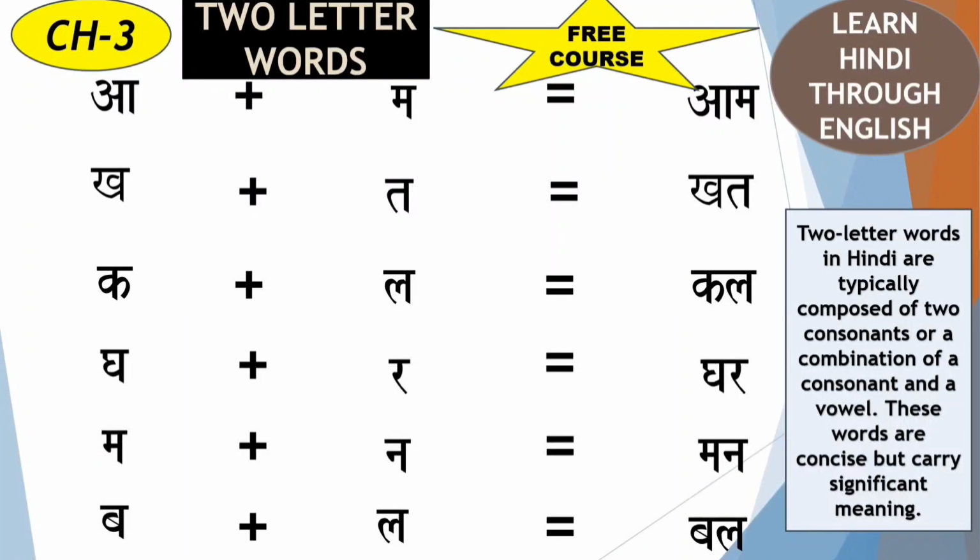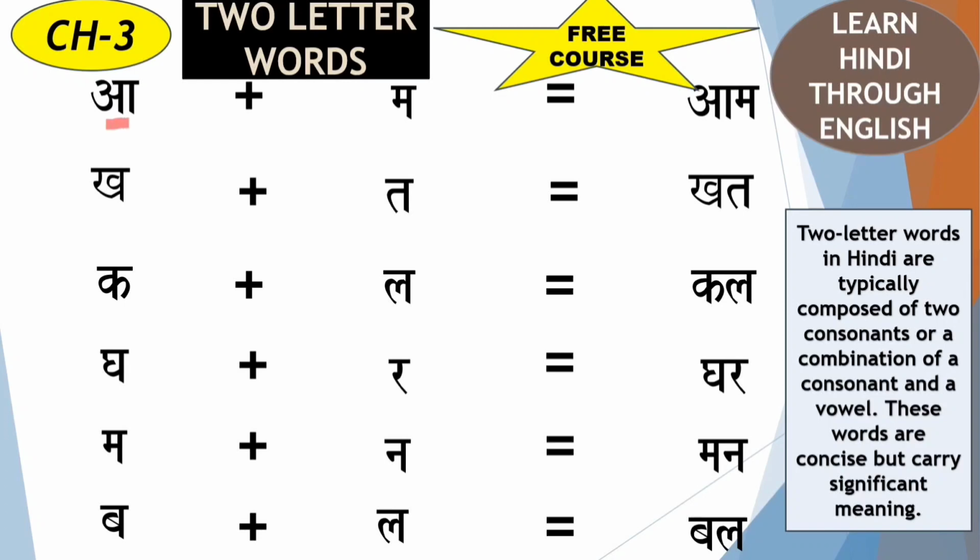So in this series of learning Hindi through English, we have reached chapter 3, and chapter 3 will be the introduction of two-letter words. Each and every letter has a different sound, either a vowel or a consonant. It is just sound, so we just need to add the sound.